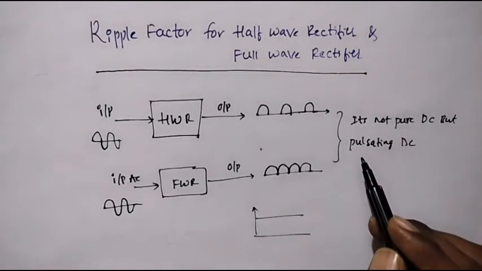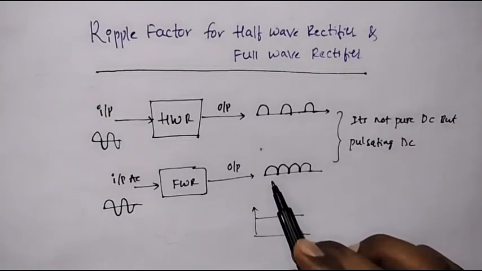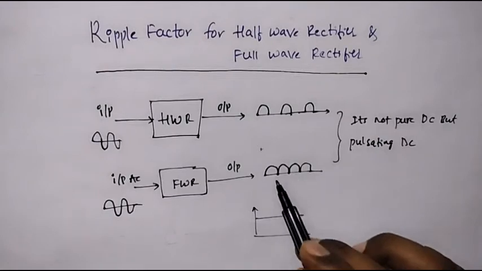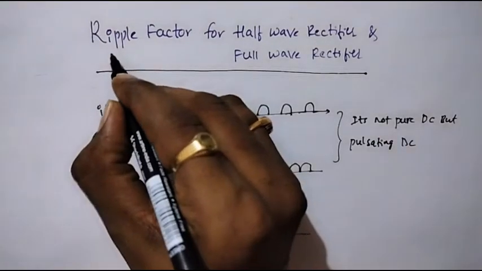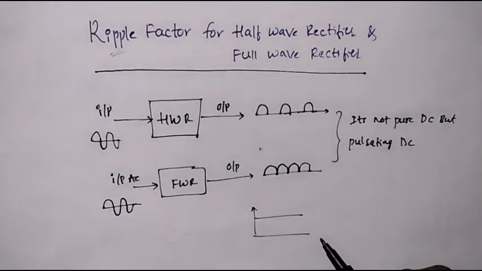Here the output is pulsating because the output of half wave rectifier and full wave rectifier consists of AC component more than DC component. These AC components are known as ripples. So in this lecture, now we'll find the ripple factor in case of half wave rectifier and the ripple factor in case of full wave rectifier.